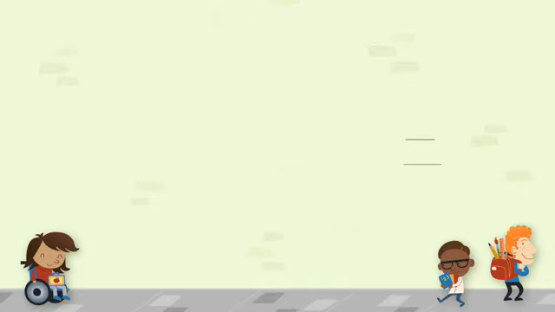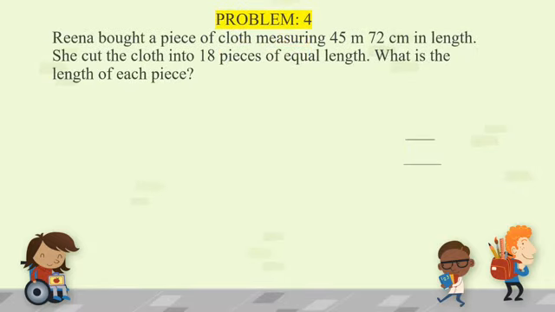Now let's go to the next question. Problem number 4 says, Reena bought a piece of cloth measuring 45 meter 72 centimeter in length. She cut the cloth into 18 pieces of equal length. What is the length of each piece? Now this question is asking you to find the length of each piece.